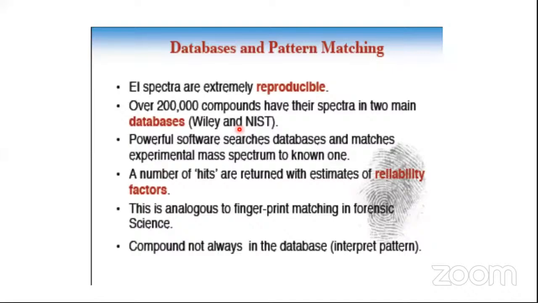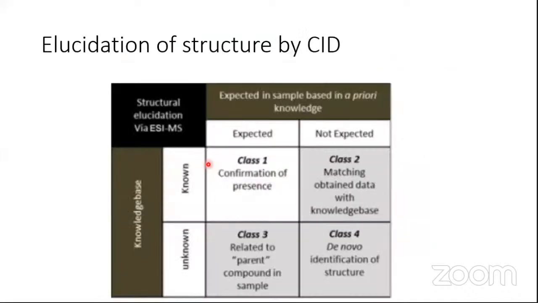Okay, so for LCMS, you have to look at the elucidation of structure by collision-induced dissociation, by this vector, known and unknown. So you can divide the compounds on that basis. Class 1, confirmation of presence, because this is a known compound and you are getting expected spectra, so you can easily confirm that. Class 2, matching obtained data with knowledge base.